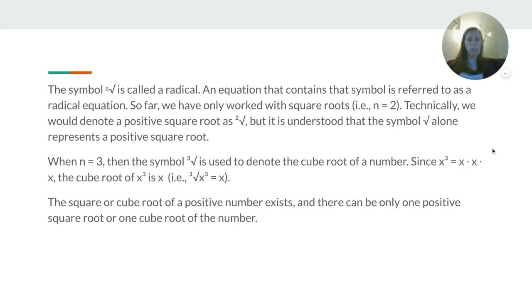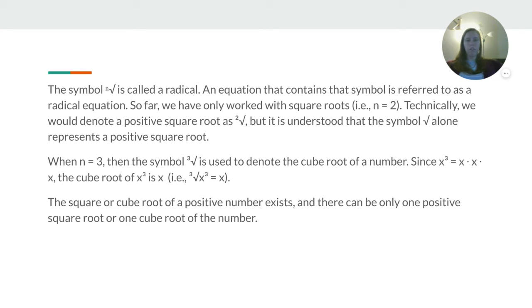So the symbol, that is called a radical. An equation that contains that symbol is referred to as a radical equation. So far you've only looked at square roots. Technically, we would denote a positive square root as that, but it is understood that the symbol alone represents a positive square root. So if n equals 3, then the symbol 3 root is used to denote the cube root of a number. Since x cubed equals x times x times x, the cube root of x cubed is x, shown there in the example.